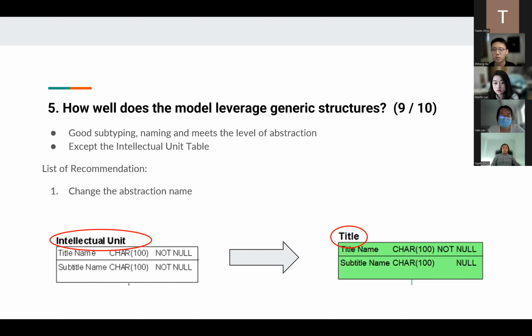Jumping to category 5, we would like to give a high score because this model is a relational model designed for a publishing company. Besides, the name of intellectual unit is too abstract. Other entities' interactions are smooth and well balanced. This model has good subtyping, nailing, and meets the level of abstraction. Next one, please.